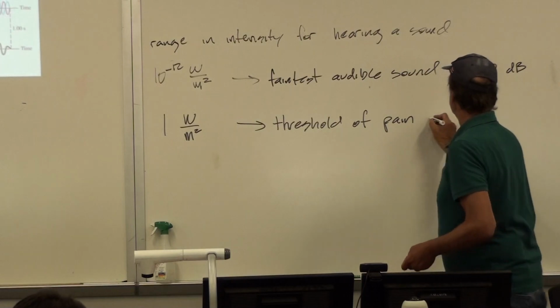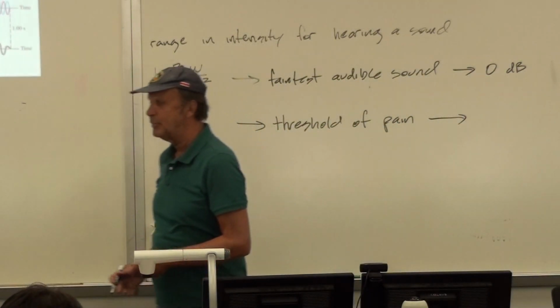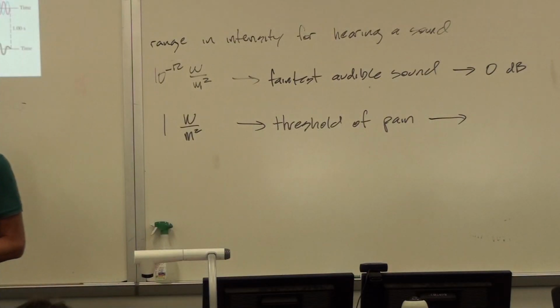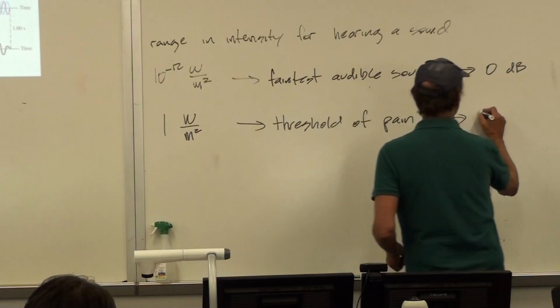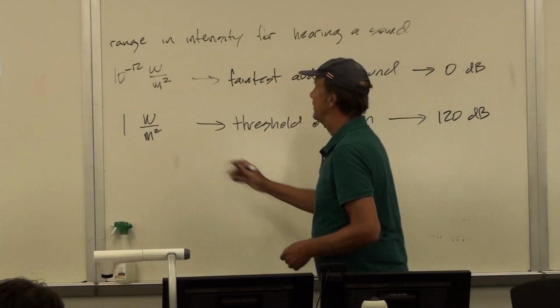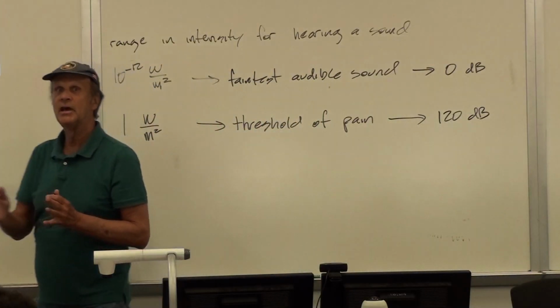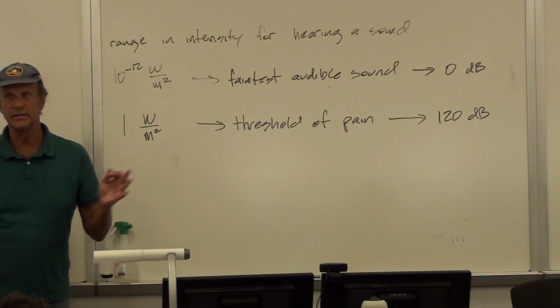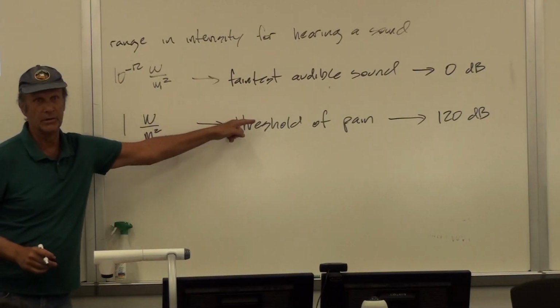But in order to keep this all on a reasonable scale so that we don't have such humongously big numbers, we use a logarithmic scale. And so 1 watt per square meter corresponds to 120 decibels. And so we need a mathematical relationship that compresses 12 orders of magnitude into a more reasonable set of numbers.